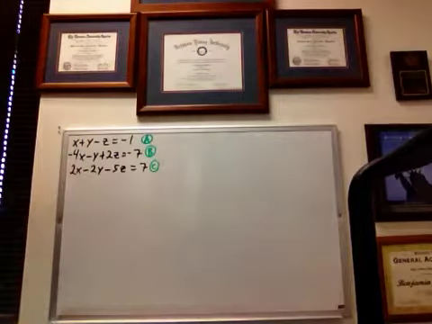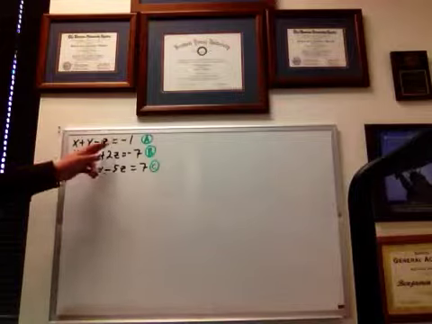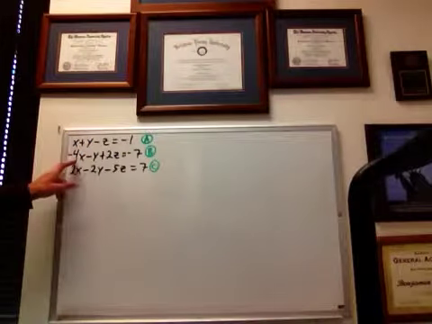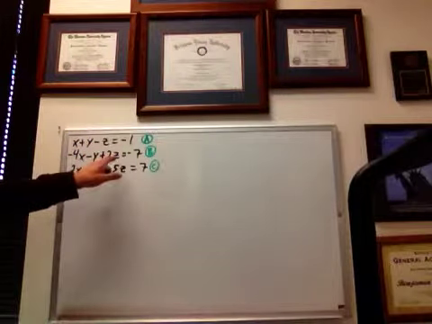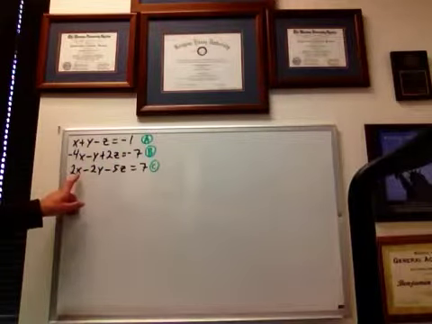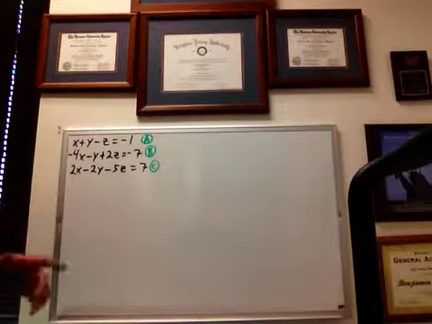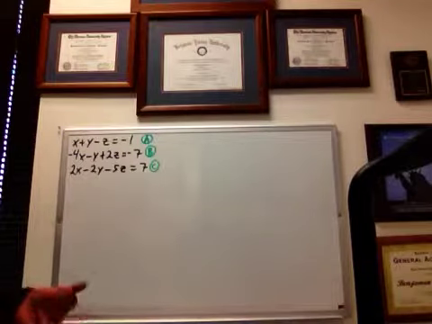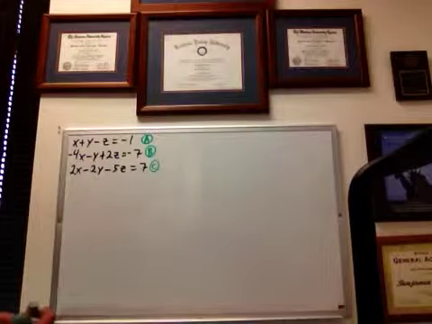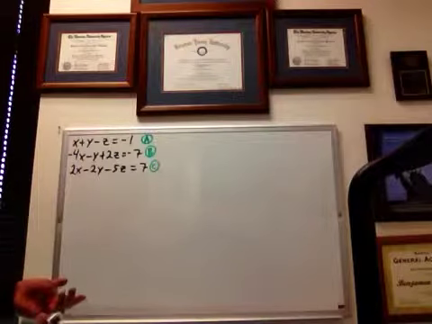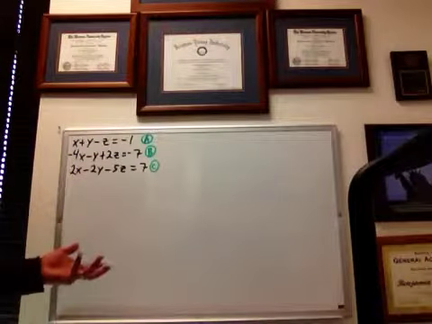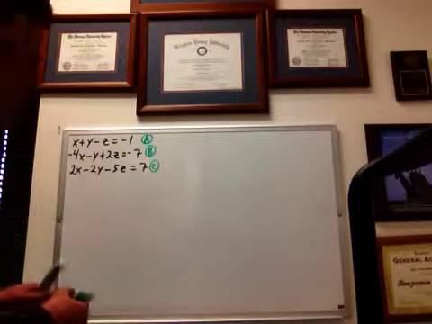Alright, let's take a look at this. So I've got x plus y minus z equals negative 1, negative 4x minus y plus 2z equals negative 7, 2x minus 2y minus 5z equals 7. So what I need to figure out is which variable is going to be the easiest to get rid of. So hopefully you're looking at this and you're thinking the variable y. So you would be right if you assume that.